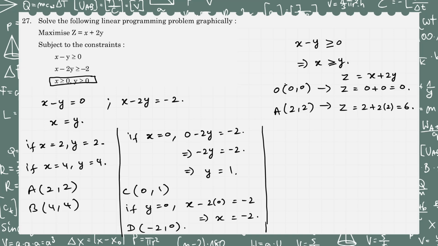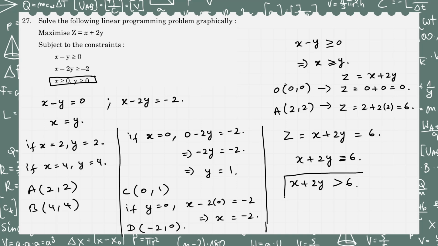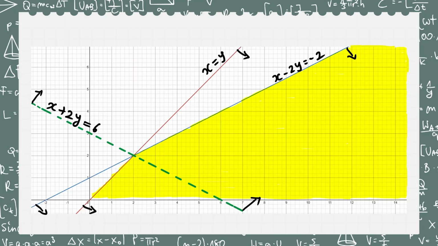To make this idea clear, take z equals x plus 2y, and right now we found 6 is the maximum value of this. So first we have to draw the line x plus 2y equal to 6, and we have to know which side satisfies the inequation x plus 2y bigger than 6. For that, we have to draw that x plus 2y equal to 6 line.